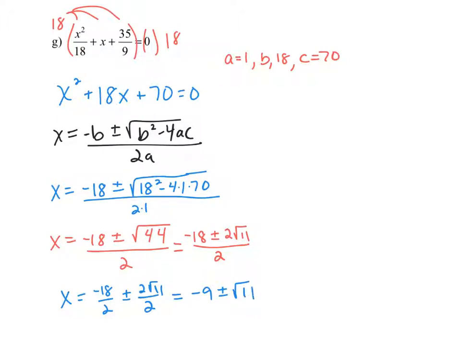So we have two answers here, one with the plus and one with the minus. And we can check those by plugging in the values into the original equation for x. And then you will check and see that they're both solutions to that quadratic equation.